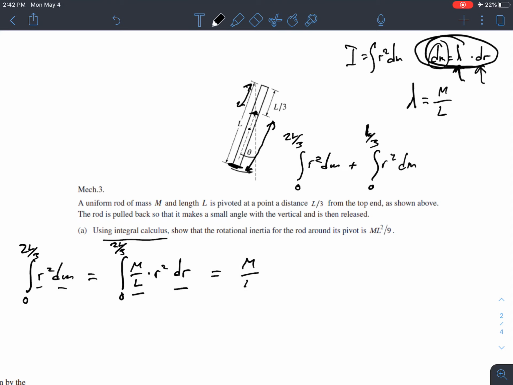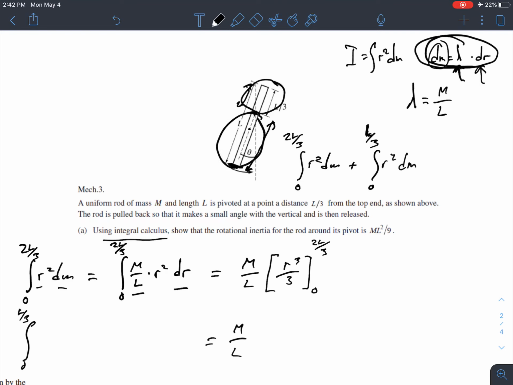Okay, so let's see what this turns into. I have m over L on the outside, and then on the inside I have r cubed over 3, going from 0 to 2L over 3. And then I'm going to have to do the same thing here and add these together, right? This is for the other piece. This is the 0 to 2/3, and this is the 0 to 1/3 L. All right, and I'm going to add them up, 0 to L over 3.